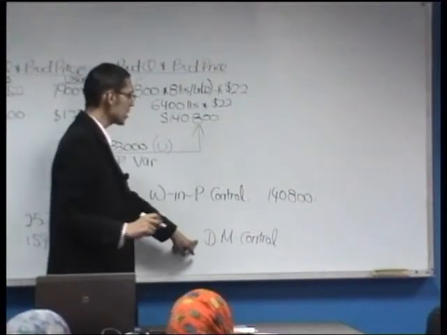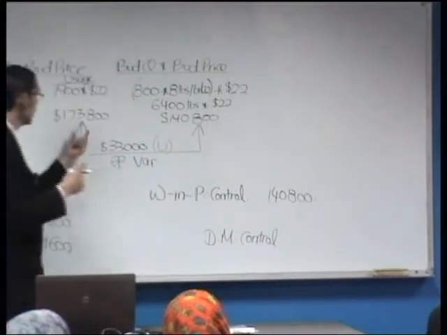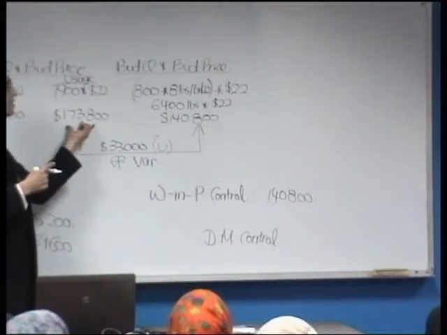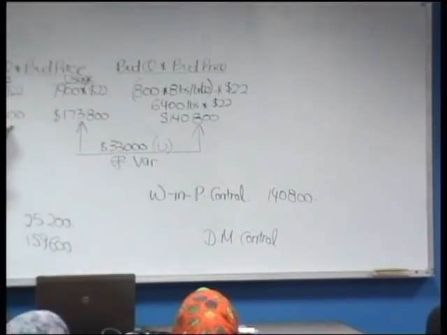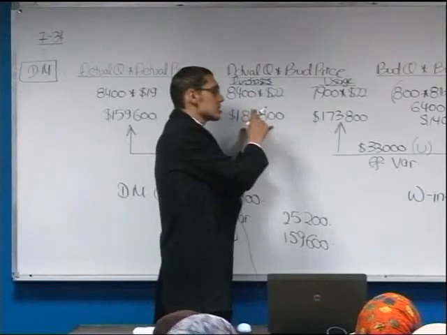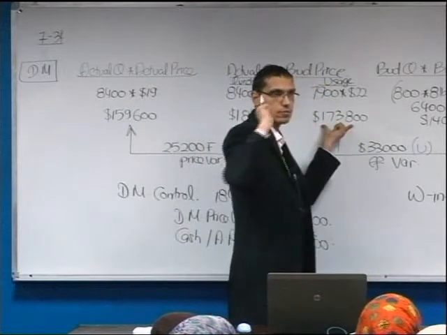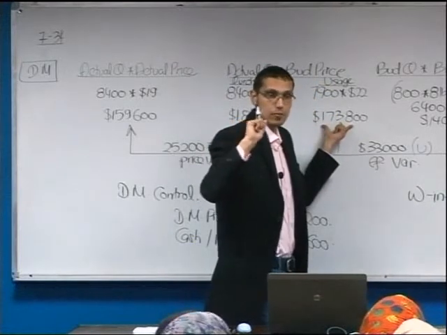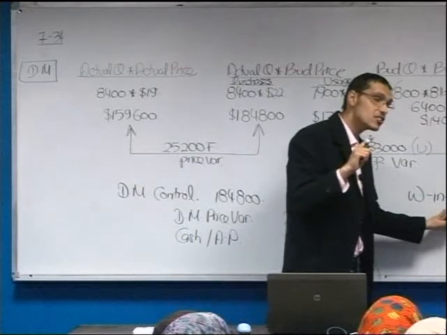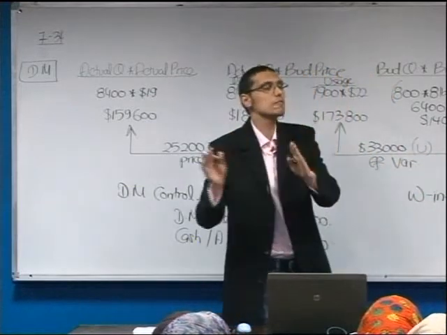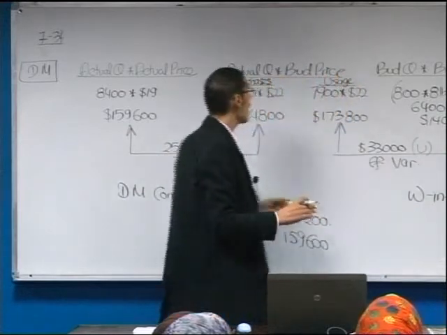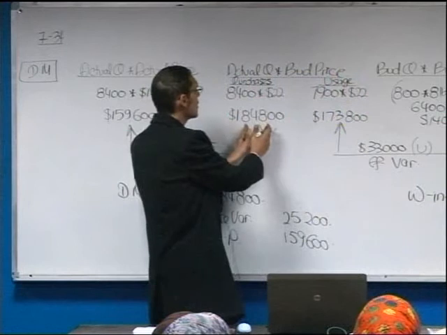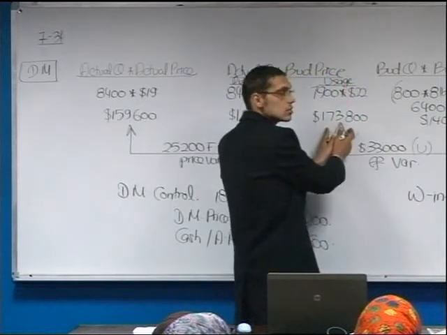140,800. And of course, the direct materials that have been used, as we can see here, is the 173,800 according to the 7,900. We are not talking about the 184,800. Why? Because this was the amount for the purchase and this was the amount for the use. Therefore, we need to consider here that this journal entry is because of the use of the direct materials. Therefore, the direct materials, according to the standard price, is 173,800.